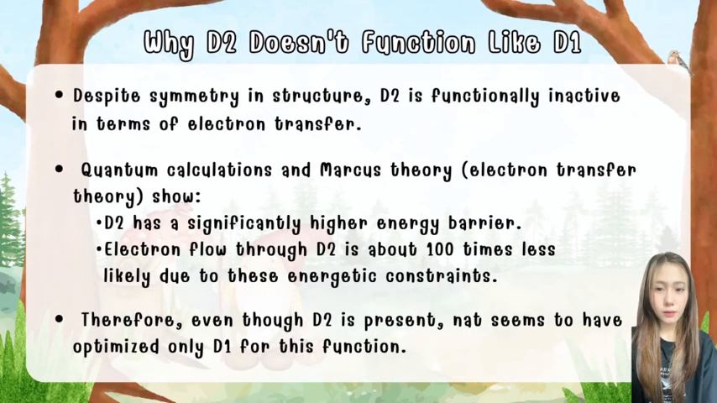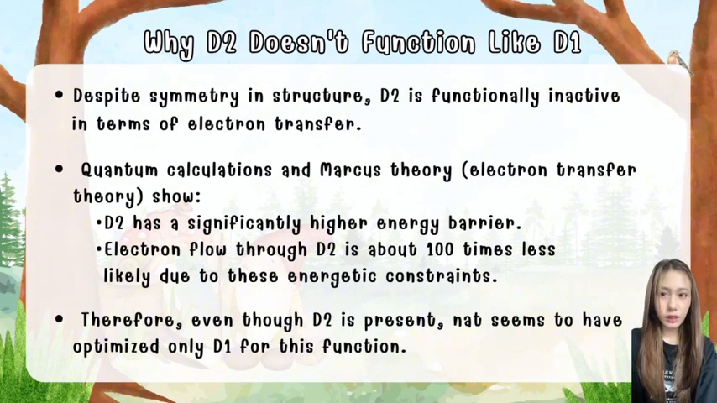Why doesn't D2 function like D1? Even though D1 and D2 are structurally symmetric, D2 is actually inactive in electron transfer. According to quantum calculation and Marcus theory, D2 faces a much higher energy barrier. Because of this, electron flow through D2 is about 100 times slower compared to D1. So even though D2 is present, nature seems to have optimized only D1 for the specific function.